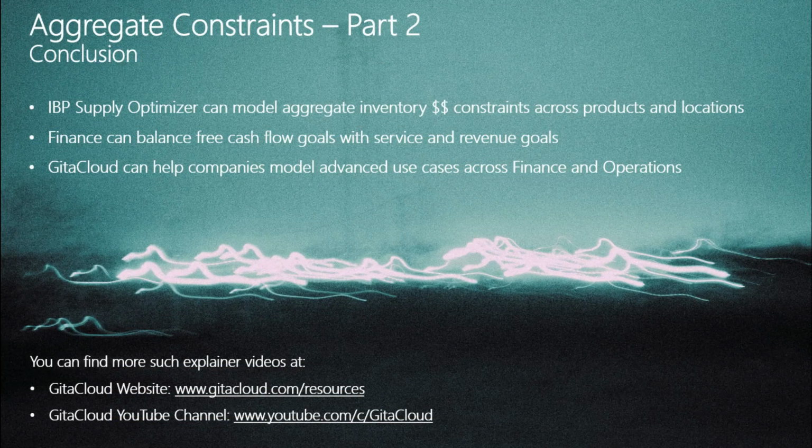You saw how IBP Supply Optimizer can model aggregate inventory dollar constraints in a period-specific manner. This helps finance balance cash flow with revenue, especially during critical reporting periods, such as end of the year. Companies need to move beyond optimization just for the supply chain, and think about how to optimize performance at the enterprise level.